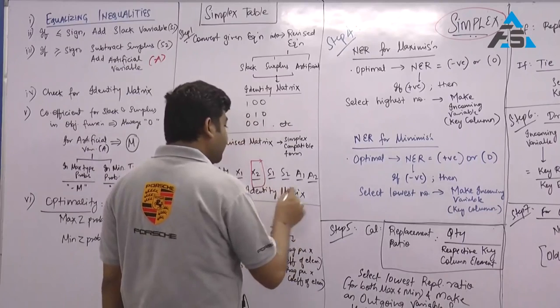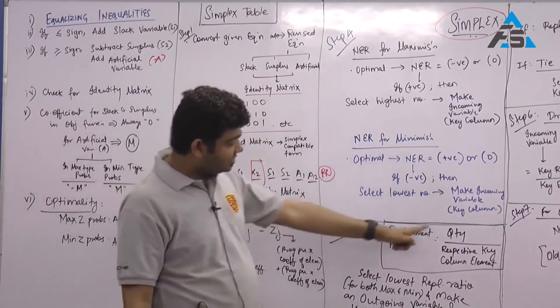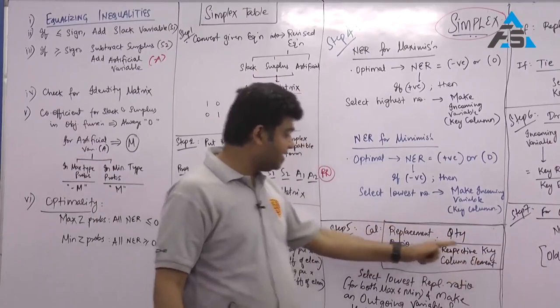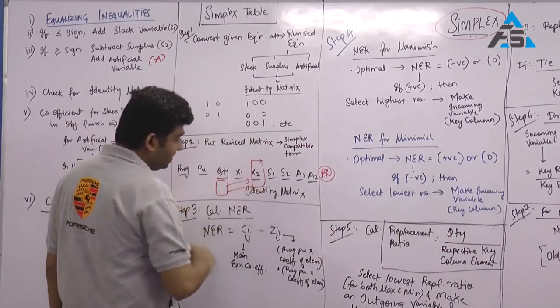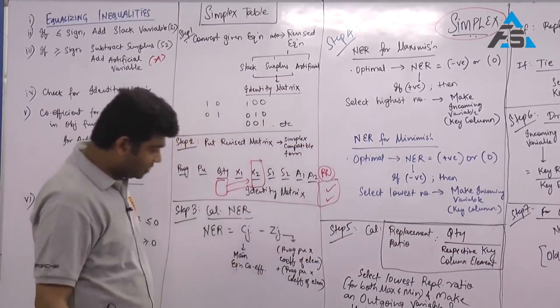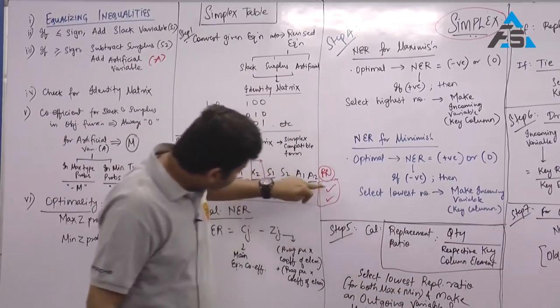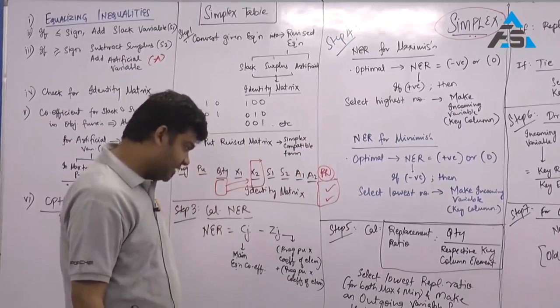Now I will have to make a key row which will be decided by my RR, replacement ratio, which is nothing but quantity upon respective key column element. So quantity upon respective key column element will give me something called RR, replacement ratio. Select the lowest replacement ratio. So replacement ratio 1, replacement ratio 2. Select the lowest replacement ratio.